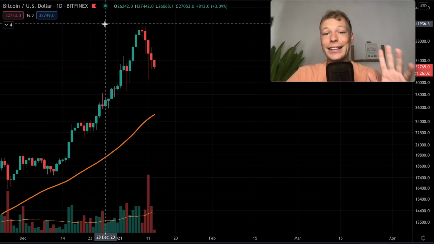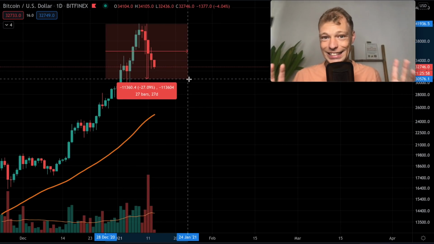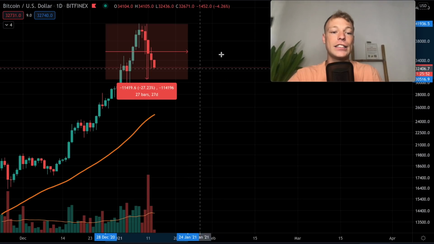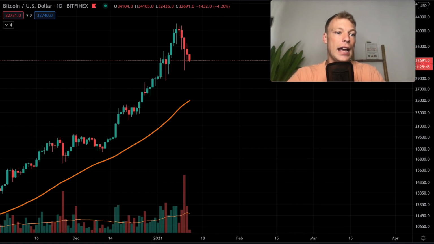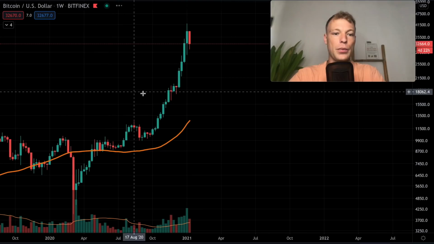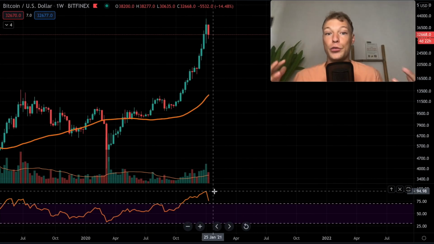So guys, when we have a look at the drop we have seen in Bitcoin so far, Bitcoin has seen a drop of 27%, which is actually a pullback, which could be enough to continue this uptrend. However, guys, I think the market conditions right now are slightly different due to the fact that we have seen such an extreme rally. And if we go to the weekly time frame, we have seen the RSI on such overbought levels like we haven't really seen in the past.